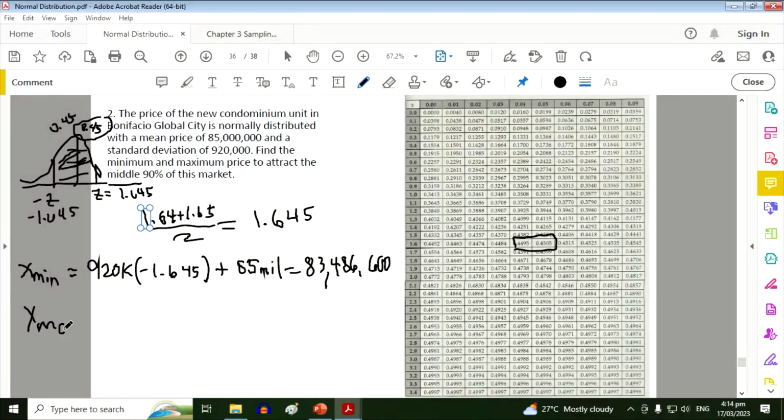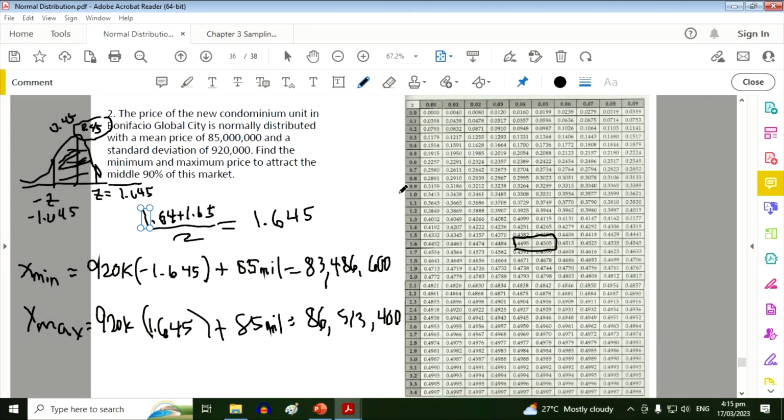And for the maximum, you have 920,000 times 1.645 plus 85 million. So this is equal to 86 million 513,400. So the minimum and maximum price to attract the middle 90% of this market is 83,486,600 and 86,513,400 respectively.